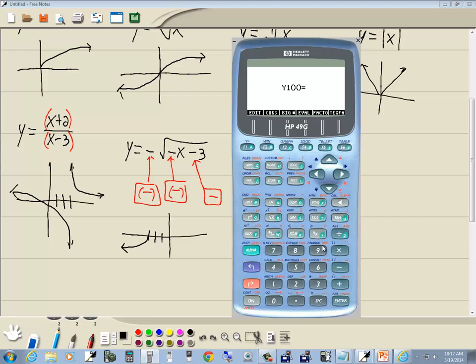But anyway, let's see. I put in my negative first, and then I want my square root, and I'm going to put a minus before the x. And did I click that? I guess it's not going to let me do that. That's interesting. The other calculator let me do it, and it worked just fine. Okay. Anyway, then minus 3.